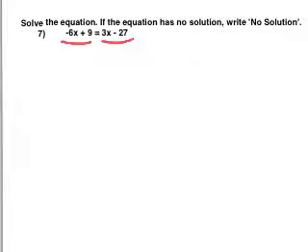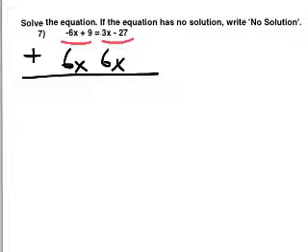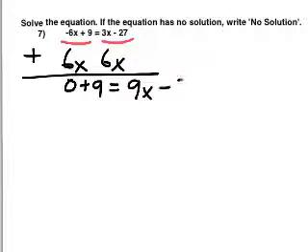You can start with either the constants or the x's. I would start with the x's because you first decide what side you want your x on. So I'm going for the right side because the x terms will remain positive. So I'm going to add 6x to both sides. And that gives me 0 over here plus 9 equals 6x plus 3x, 9x minus 27.